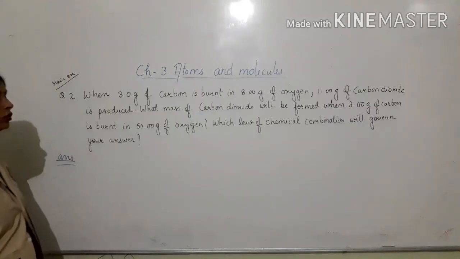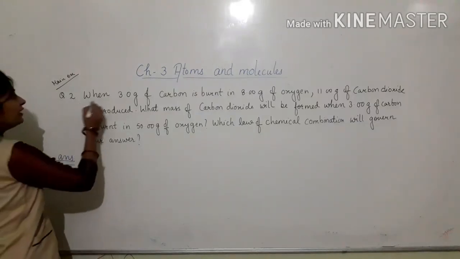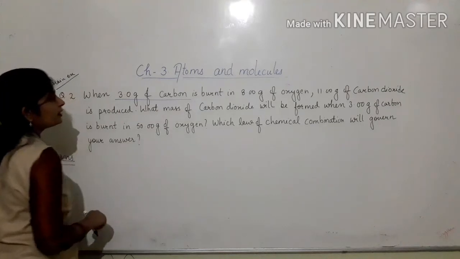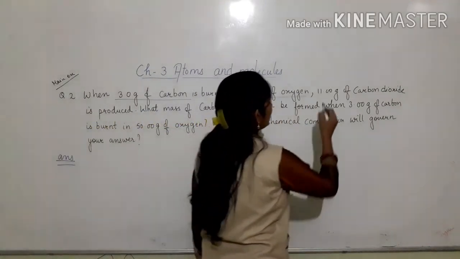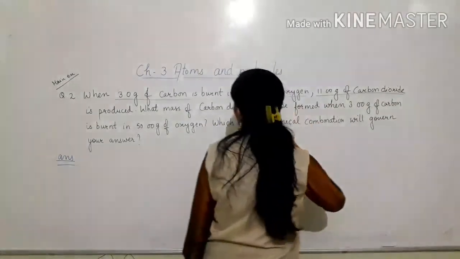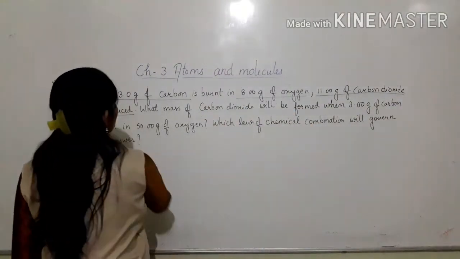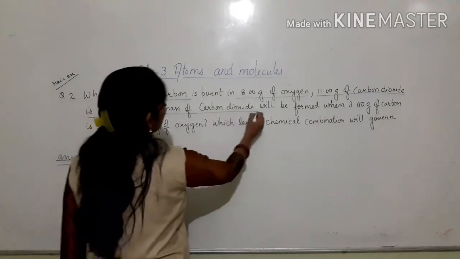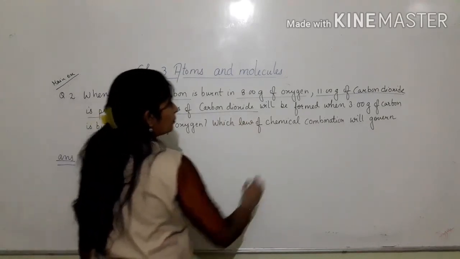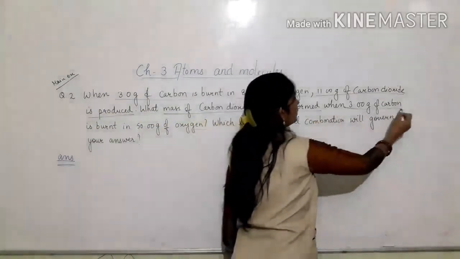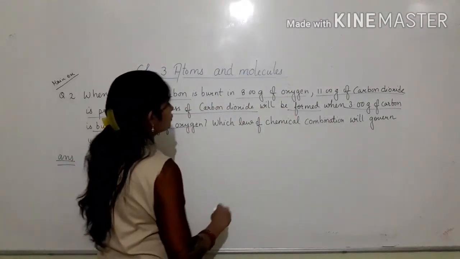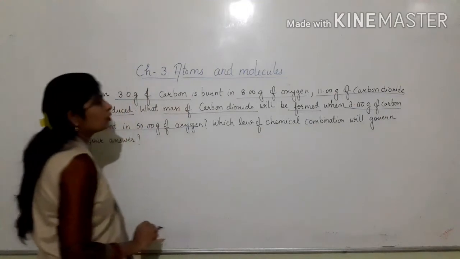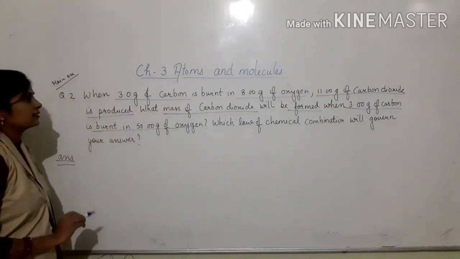Question number 2 of the main exercise. When 3 gram of carbon is burnt in 8 gram of oxygen, 11 gram of carbon dioxide is produced. What mass of carbon dioxide will be formed when 3 gram of carbon is burnt in 50 gram of oxygen? Which law of chemical combination will govern your answer?